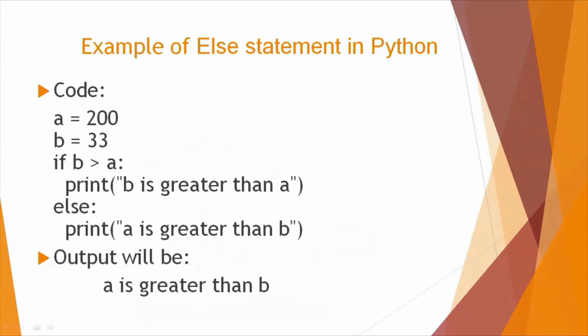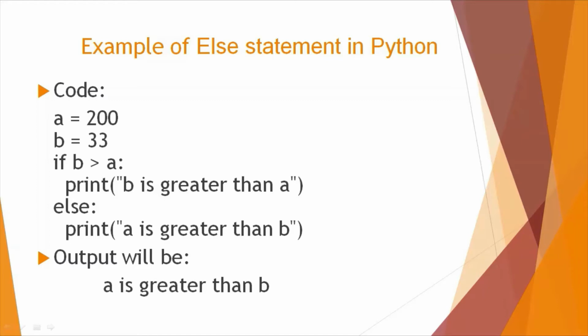So here we have an example of else statement in Python. We have a code here in which a is equals to 200, b is equals to 33. It will check if b is greater than a, and here b is not greater than a, then it will run this else statement, that is a is greater than b. So if and only if this condition is false, then it will go to this else block and will print the statements inside this else block, and the output will be a is greater than b.